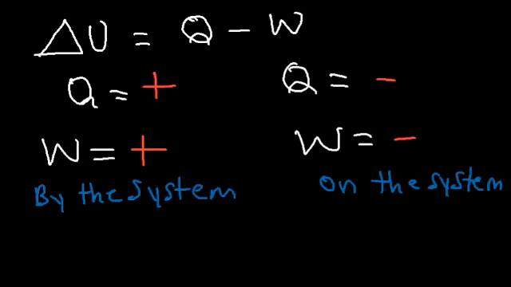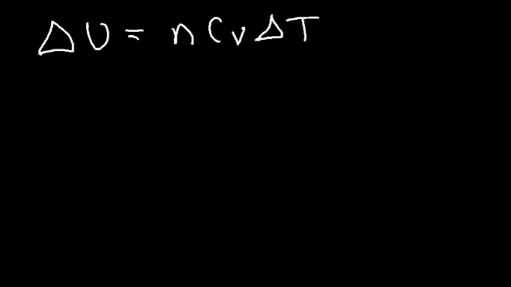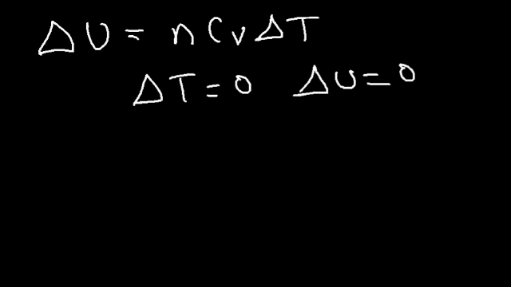Now the system performs work whenever the gas expands. Now to do work on a system, ideally on a gas, you need to compress it. So when compressing a gas, work is always negative for that process. Now delta U is always dependent on temperature. Delta U is equal to nCv delta T for any process. So if the change in temperature is 0, delta U is 0. If the temperature increases, then the internal energy will increase as well.